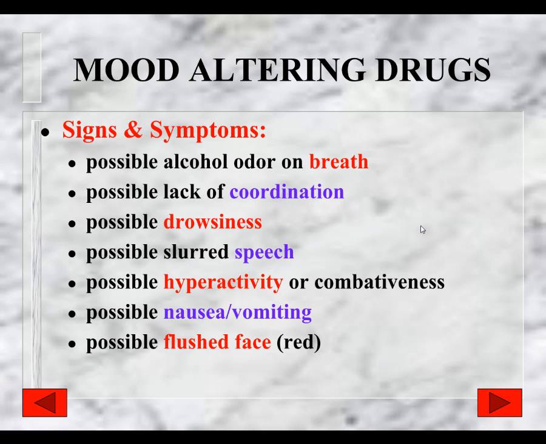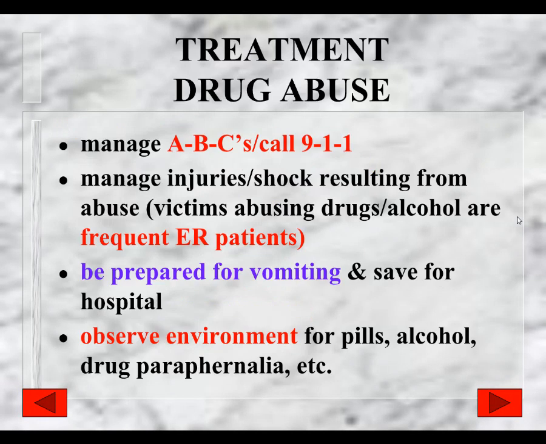Signs and symptoms: alcohol, we can generally smell that. They'll have coordination issues, drowsiness, and slurred speech. Initially, hyperactivity, and then they can become even combative. Once someone has had an excessive amount to drink, it can cause nausea and vomiting, because the liver can only process so much alcohol at one time before it can't break it down fast enough. Also, it causes vasodilation, which can make the face flushed.